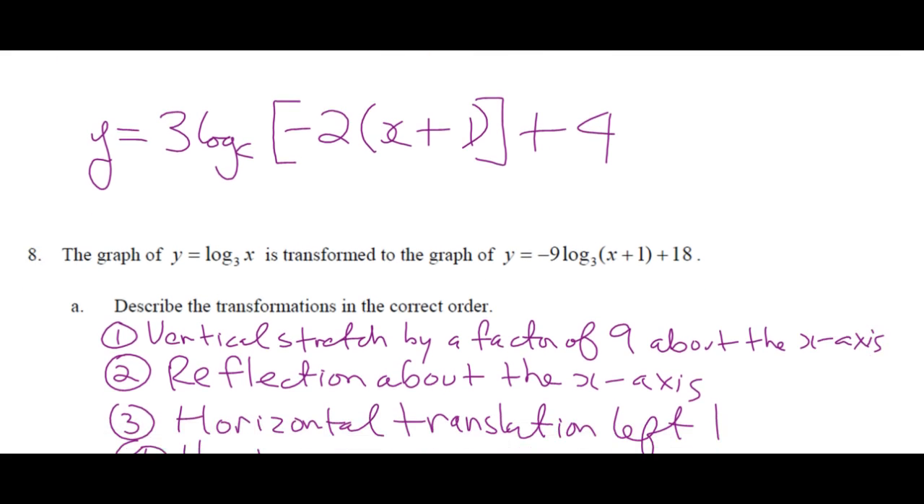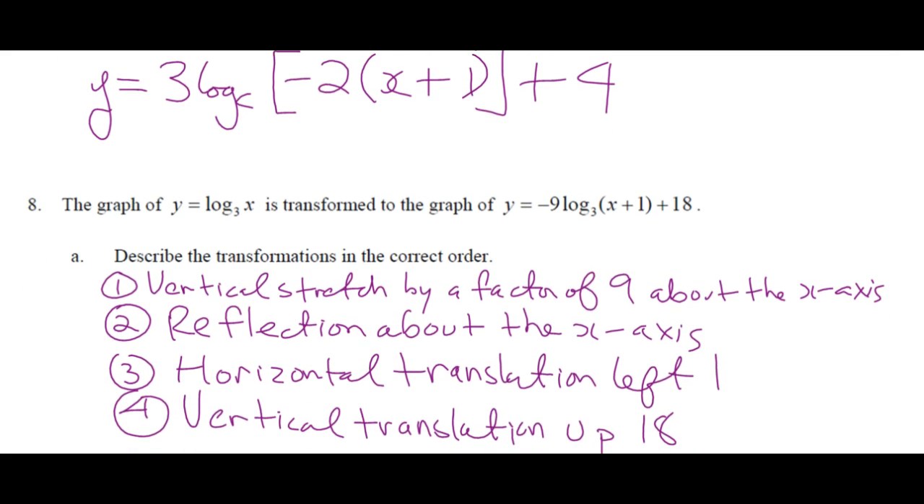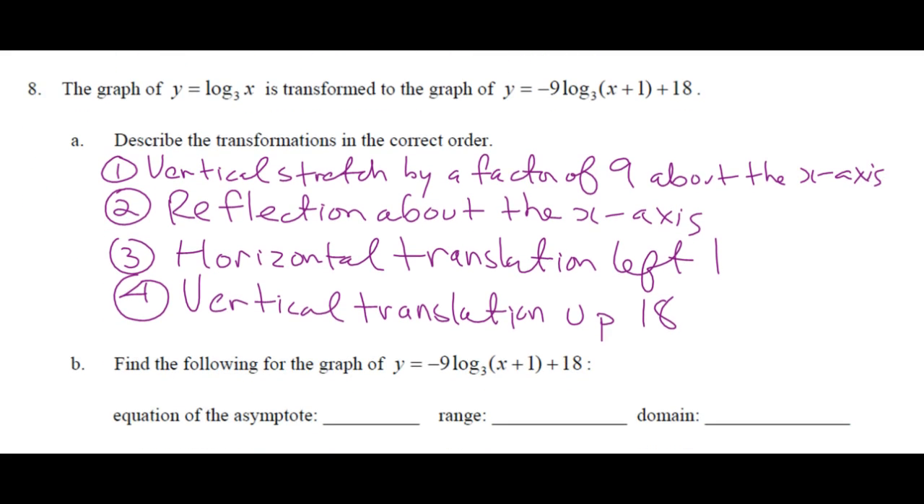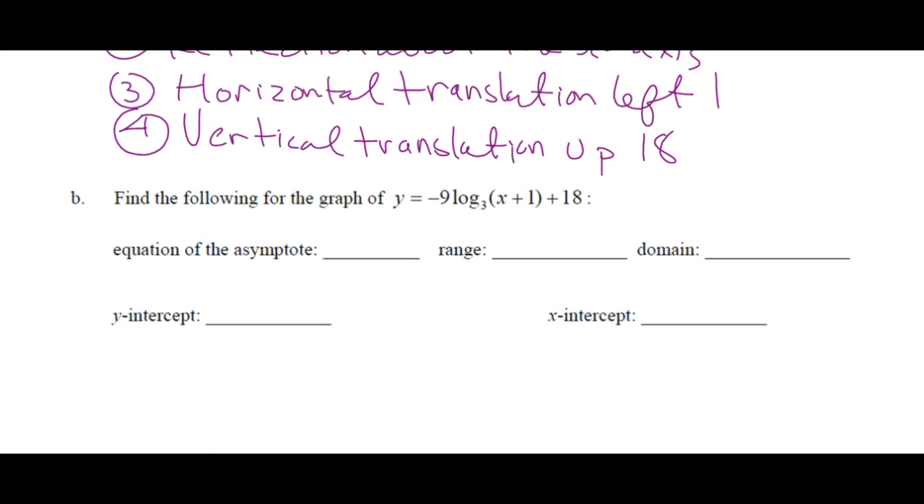So what affects the asymptote? What's the only thing that affects the asymptote? Horizontal translation. Where do we go? Left 1. What's the equation of the asymptote? Okay, so x is equal, running with the wrong side of the pen.